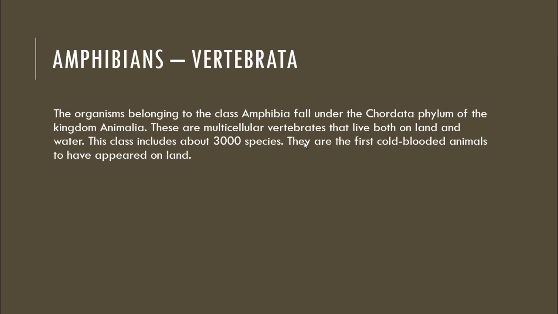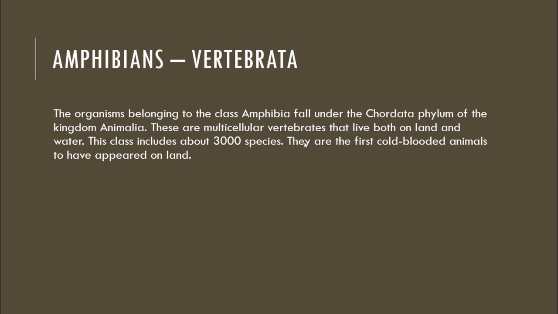Simple. Okay. So amphibians now. After amphibians we see reptilians and we're done. So the word amphi is kind of from a word that means two-sided. When you talk about amphi, they are referring to their characteristics having two something. That's the idea. So the organism belongs to the class Amphibia, falling under the phylum Chordata of the kingdom Animalia. These are multicellular vertebrates that live both on land and in water.